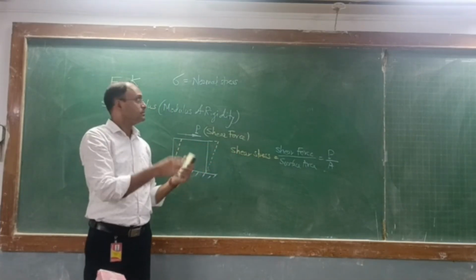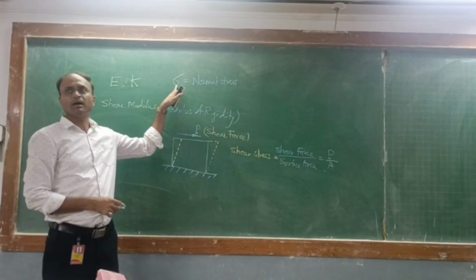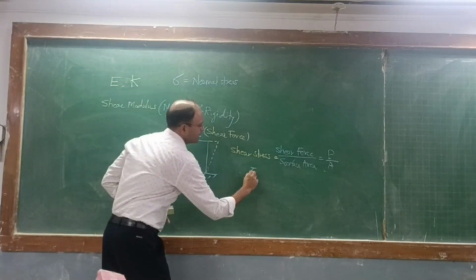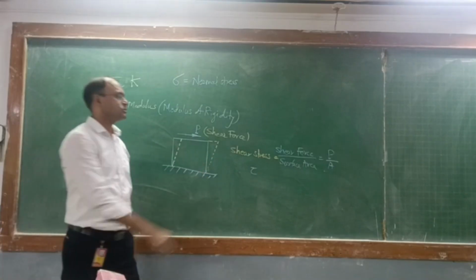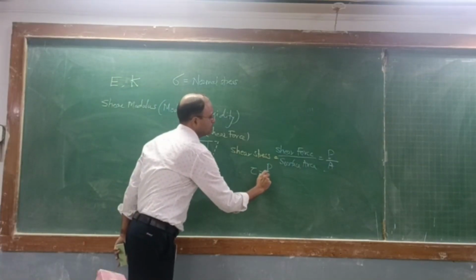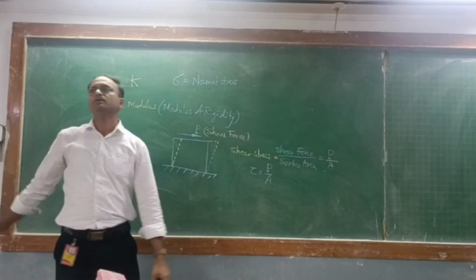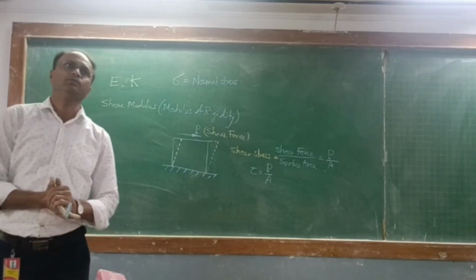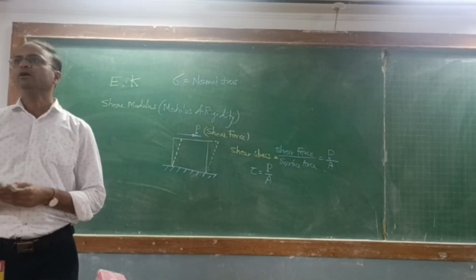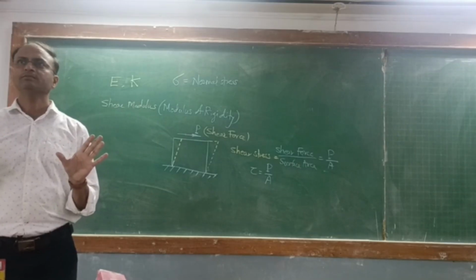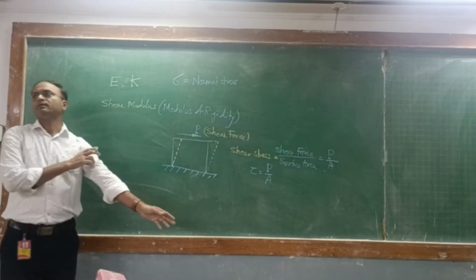Is it clear? Yes. Normal stress is denoted by sigma, shear stress is denoted by tau. This data is called as tau. So tau is equal to P upon A. Shear stress is denoted by tau. I hope you are understanding this concept. Yes, sir. हाँ.